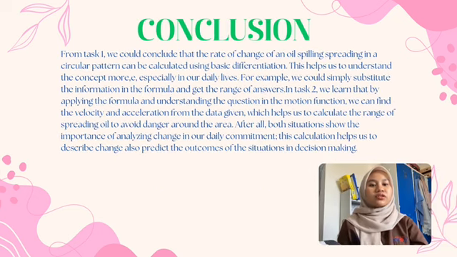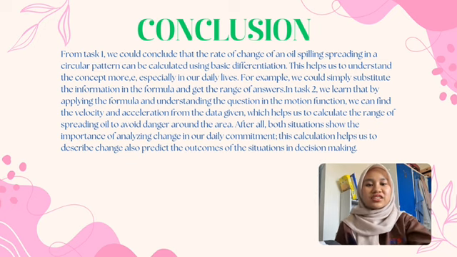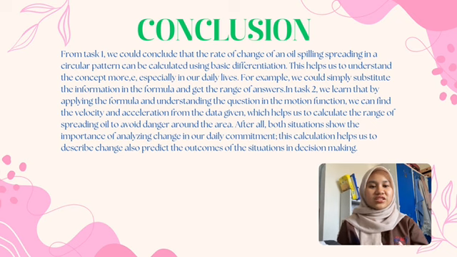From task 1, we could conclude that the rate of change of oil spreading in a circular pattern can be calculated using basic differentiation. This helps us to understand the concept more, especially in our daily life. For example, we could simply substitute the information in the formula and set the range of the answer. In task 2, we learned that by applying the formula and understanding the question in the motion function, we can find the velocity and acceleration from the data given, which helps us to calculate the range of spreading oil to avoid danger around the area.